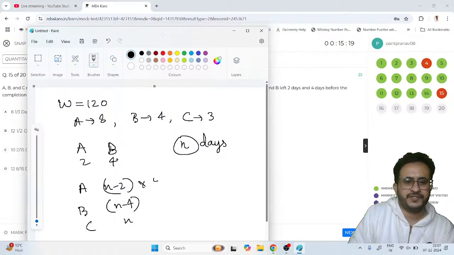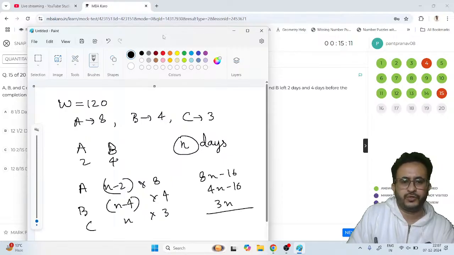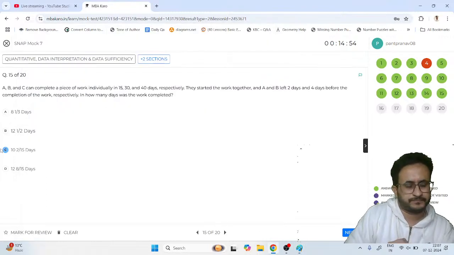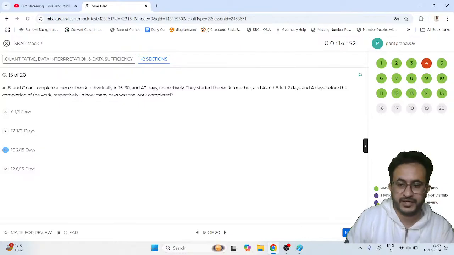Okay, so their efficiency is 8, 4 and 3. So 8n minus 16, 4n minus 16 and 3n, the total is 120 units. So we get 15n minus 32 is 120. So 15n is equal to 120 plus 32, 152. So 152 by 15, that is 10 2 by 15 days. Okay, so that will be the answer.